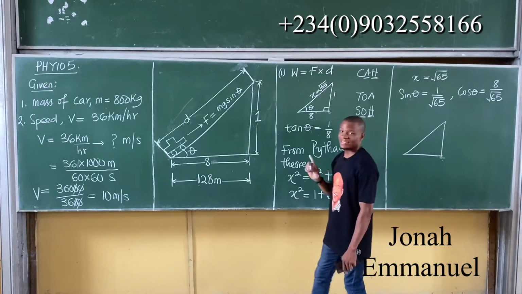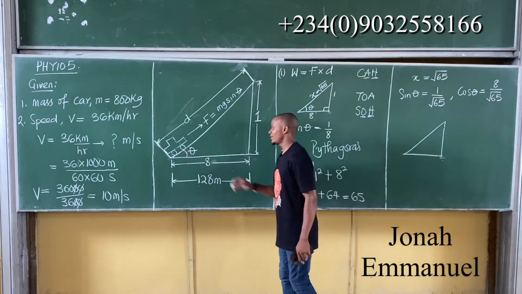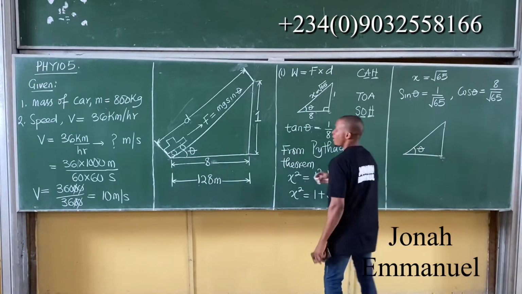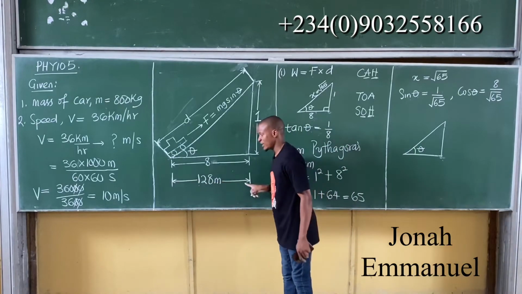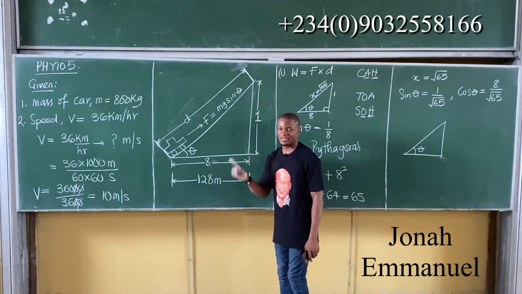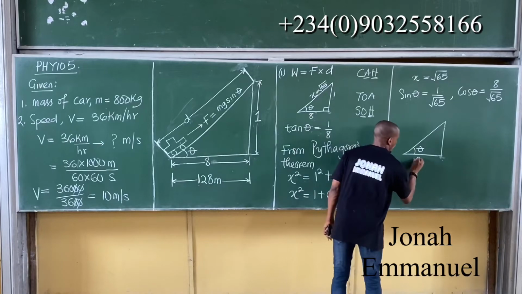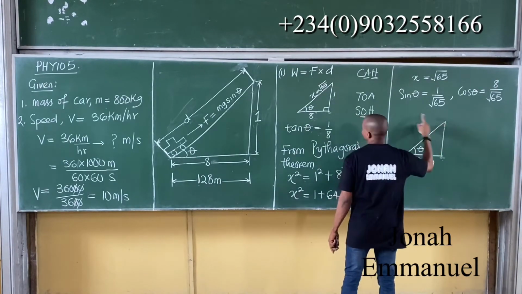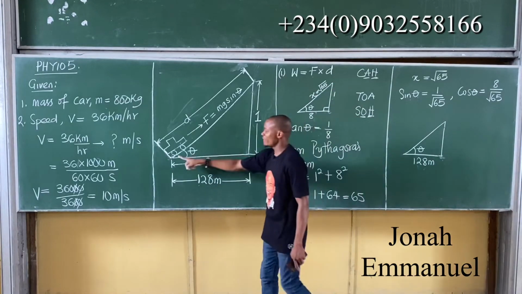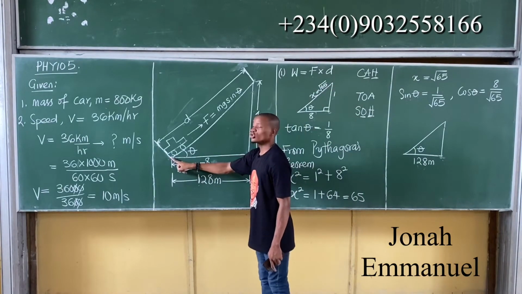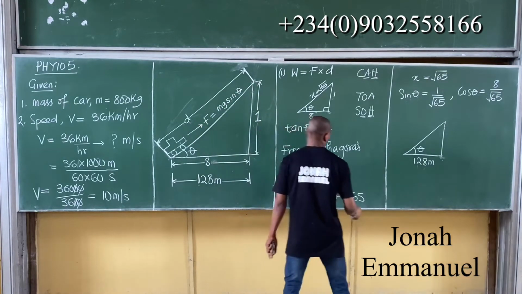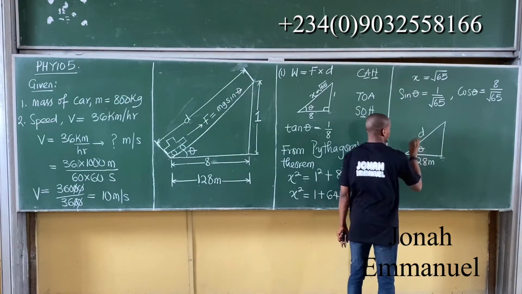Considering actual distances, here becomes theta. The actual distance from here to here is about 128 meters. So here becomes 128 meters. I'm looking for this distance here, that's D, the distance traveled by the car from the bottom of the hill to the top of the hill, and we call it D.